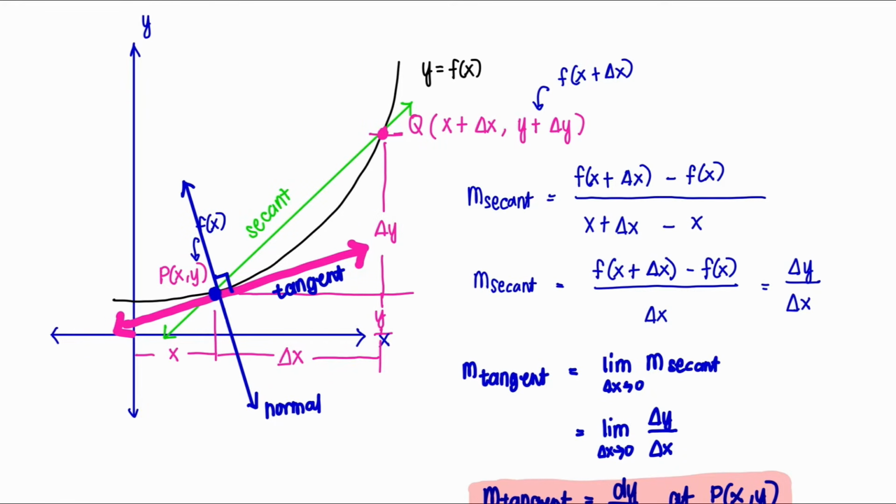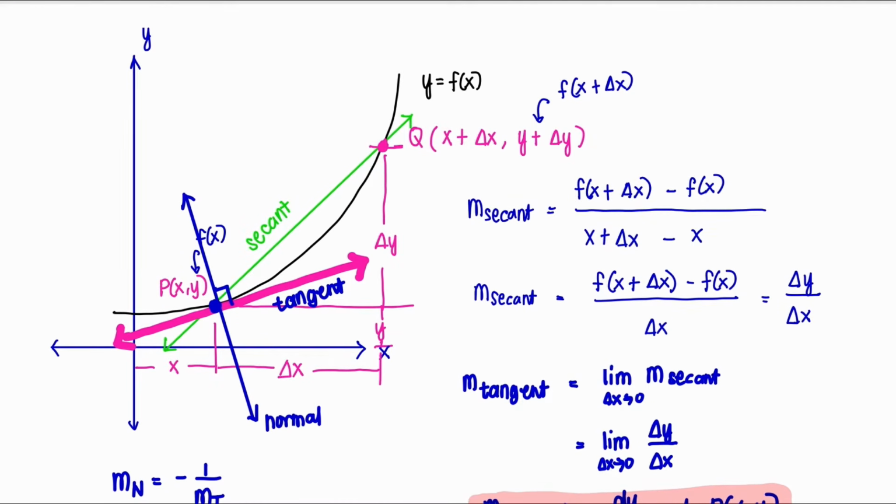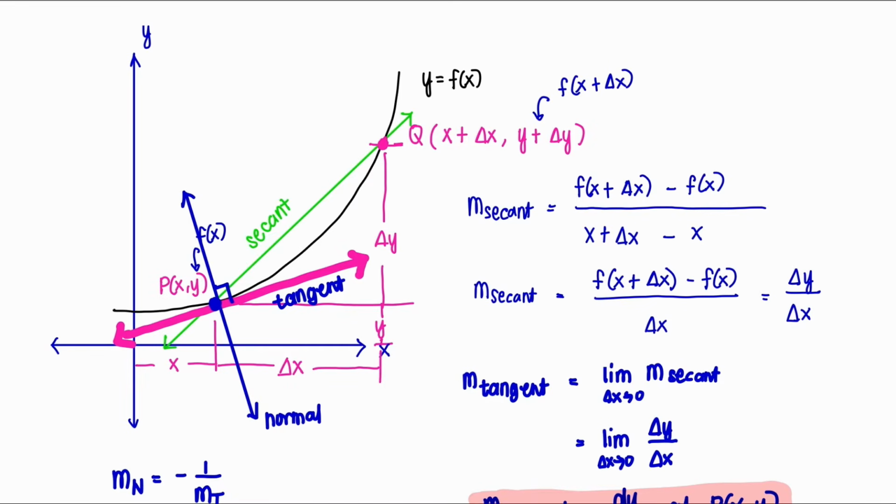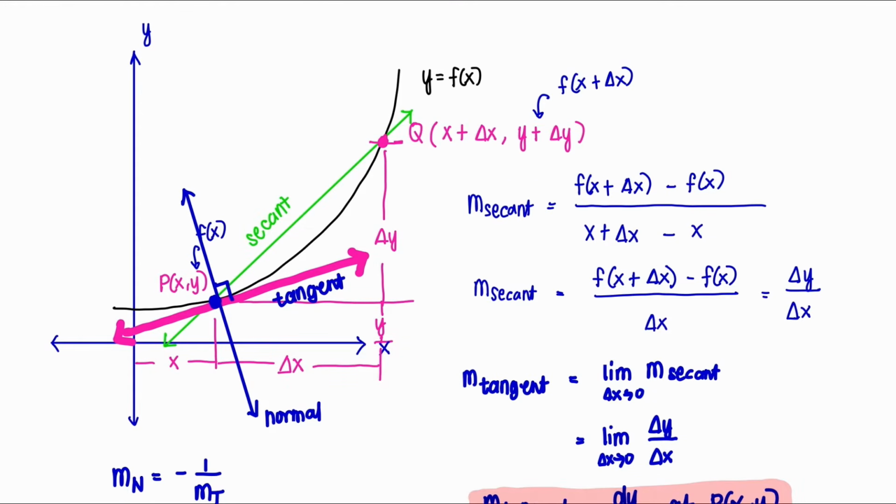Because they are perpendicular to each other, the slope of the normal line is just the negative reciprocal of the slope of the tangent line. So once you have the slope of the normal and the tangent, you can go back to using the standard form of a line or the point slope form of the line to solve for the equation of the tangent line and the normal line.